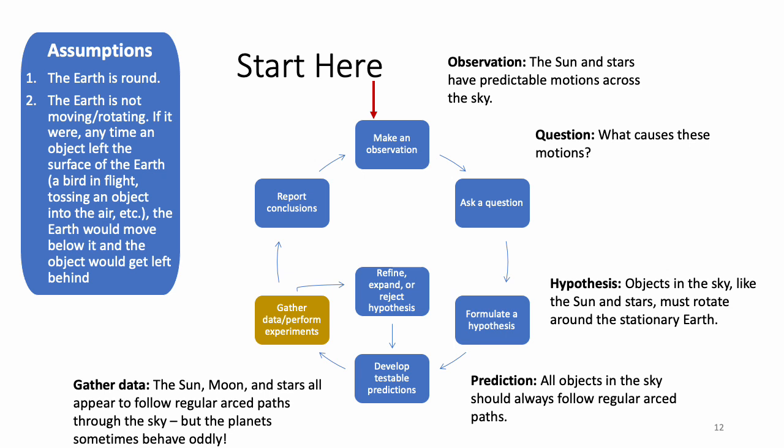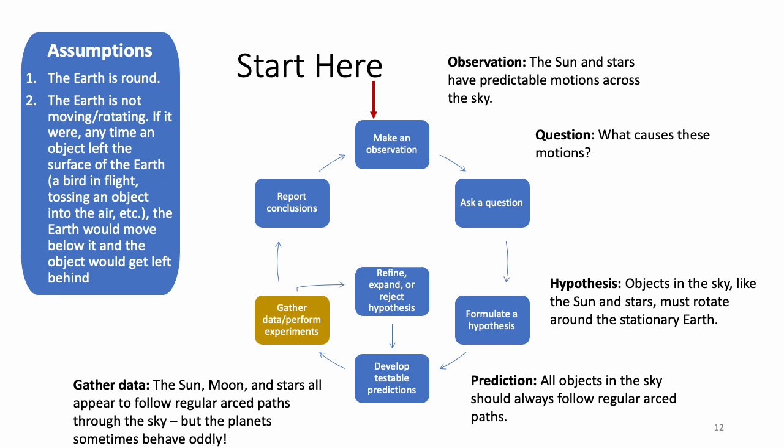So here now I just kind of want to reiterate. We started with the observation that the sun and stars have predictable motions across the sky. The question was then asked, what causes these motions? We know about the assumptions that were made by these early persons, and the hypothesis that came from the assumption: objects in the sky must rotate around the stationary Earth. The prediction is that all objects in the sky should always follow regular arced paths. And so this is what we are testing.